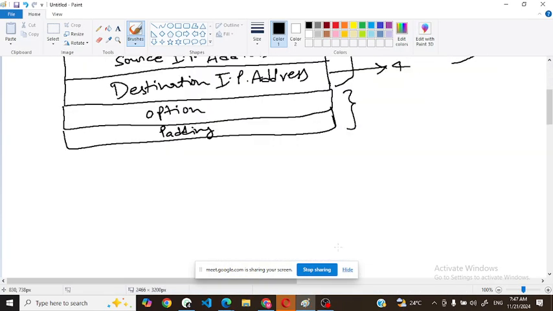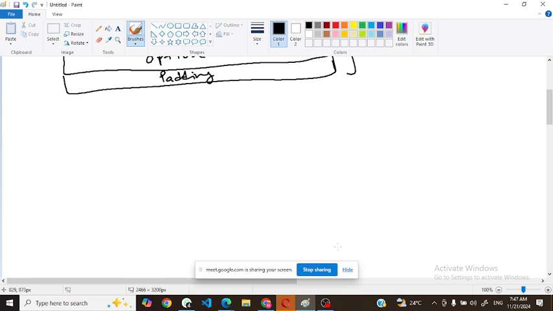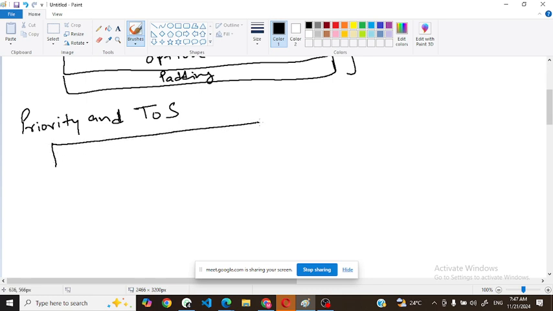So, priority and type of services. Contains total 8 fields.